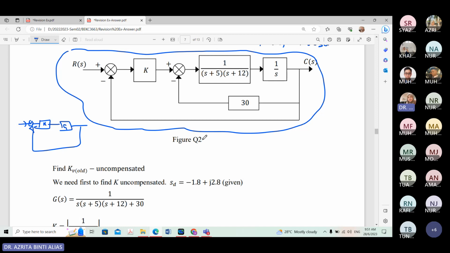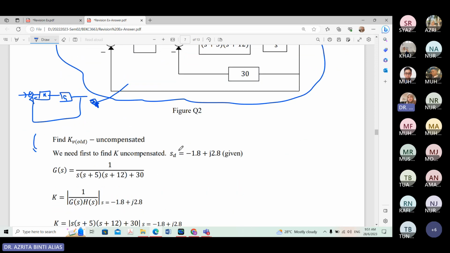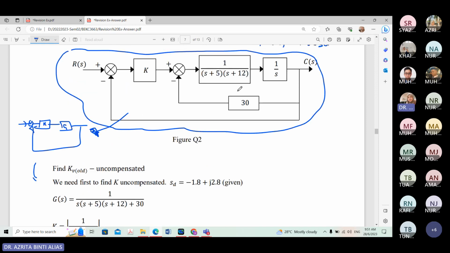But for this question, the system has what we call an inner loop system. So you need to first convert this system to this system. After we convert this system to this system, we can use all the steps or the formulas that we already learned in this chapter. So we need to solve this inner loop system first, to become this system.